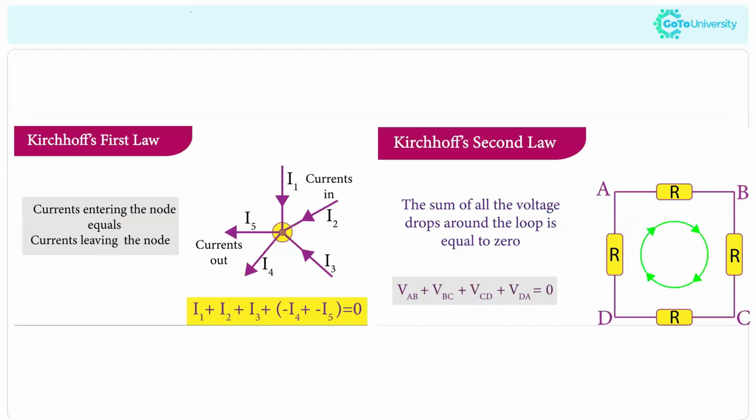Now we are moving to the next topic: Kirchhoff's law. It's known that there are two types of Kirchhoff's law, the first and second law, which are used to solve the given circuit. Kirchhoff's first law is also called the junction law. Here we can say the current entering the node will be equal to the current leaving the node. When we are considering the circuit, the direction of the current is the same as the path we are following.